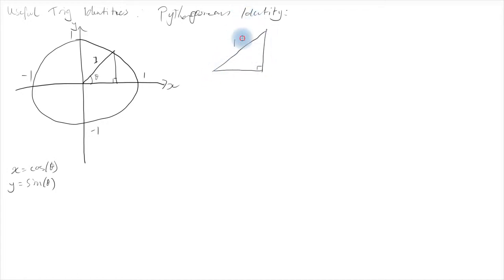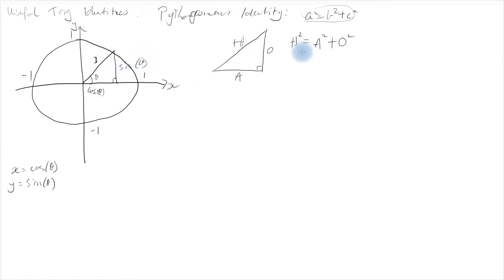Here's the hypotenuse. Let's say this is the adjacent side and this is the opposite side. Pythagoras' theorem says that the hypotenuse squared is the adjacent squared plus the opposite side squared, or in other words, a squared equals b squared plus c squared. Some people like it like this, some like it like that, it doesn't matter. That's Pythagoras' theorem. Now, x is actually cosine of theta and the y-axis is actually sine of theta.